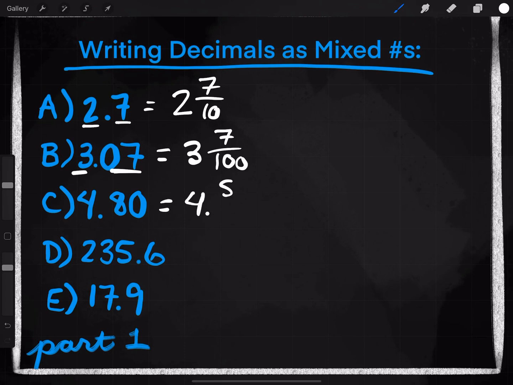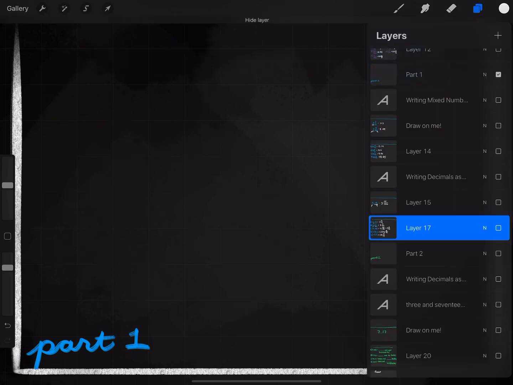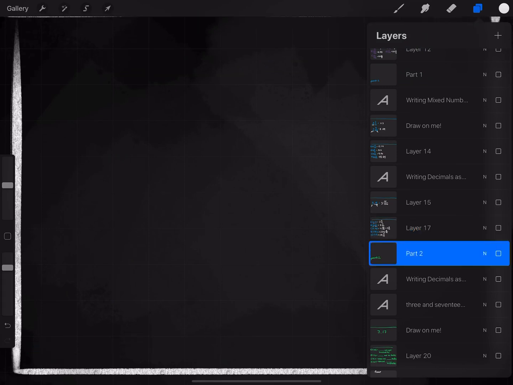4, and 80/100ths. Oops, I put a decimal. You can also write this as 4 and 8/10ths. Both are correct. This one, 235 is the whole number part, and then past the decimal is just the number 6, so it's 6/10ths. And here, 17 and 9 tenths. All right. There we go.